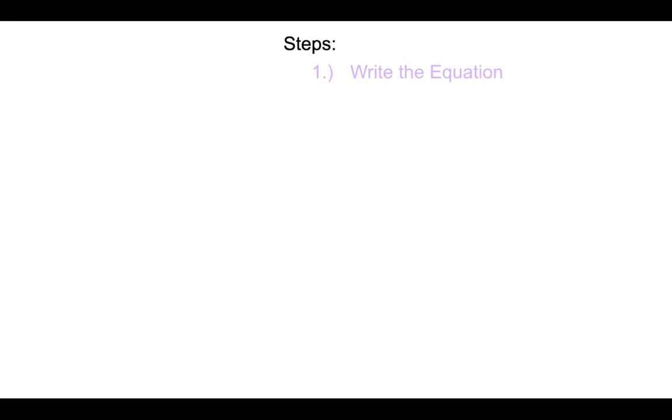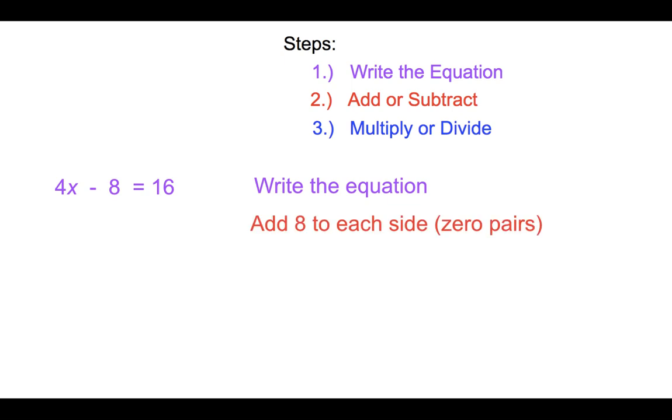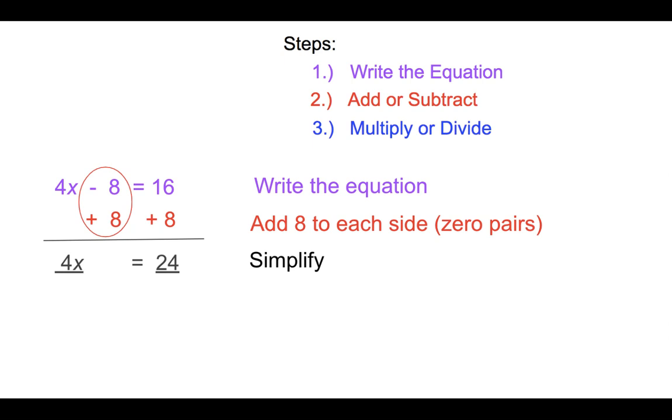Let's look at another one. Again, we're going to write the equation. We're going to add or subtract and then multiply or divide. So the equation is 4x minus 8 equals 16. So this time I'm going to be subtracting. So we're going to do the opposite, which is to add 8 to each side, therefore making my 0 pair. So there's my 0 pair. So I have on the left side 4x, and on the right side I have the sum of 16 and 8, which is 24. The last step is to multiply or divide. So in order to isolate the x, I'm going to divide each side by 4. And now I have x equals 6.